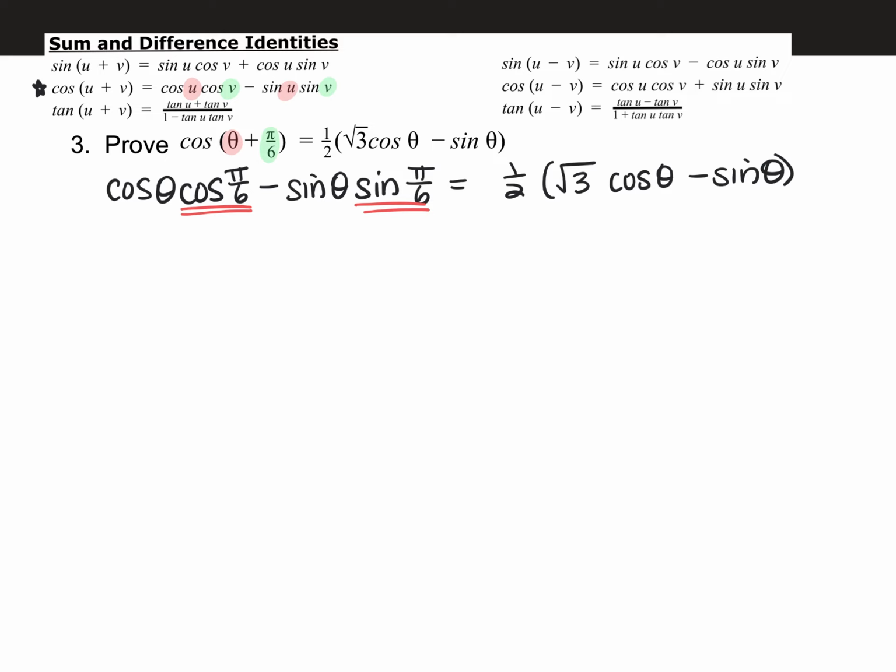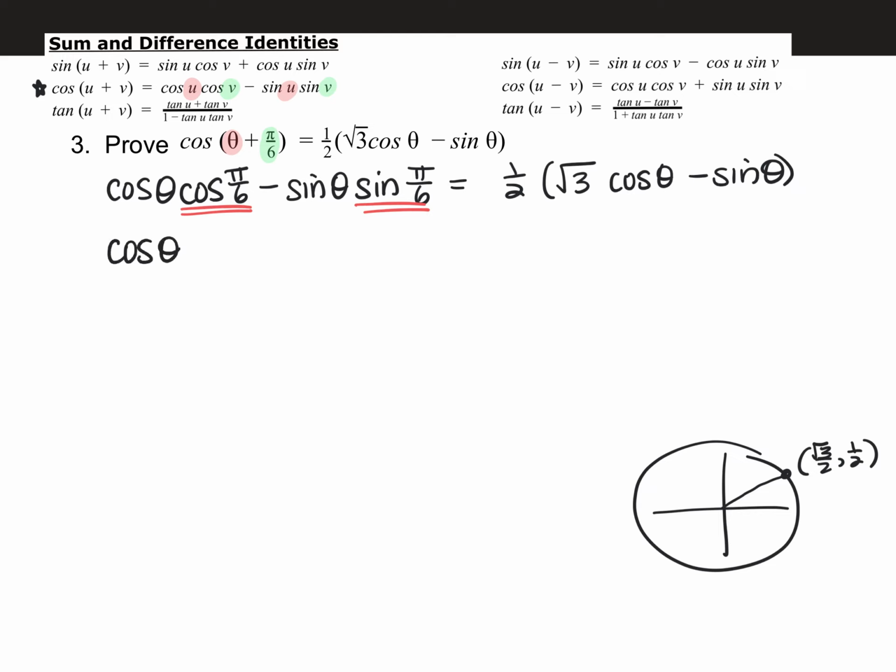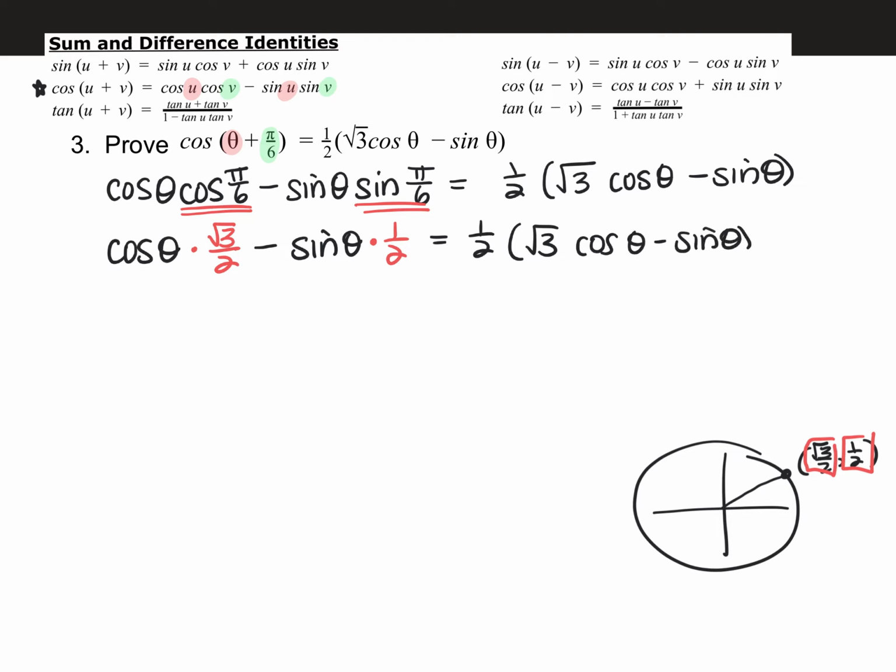So think about your unit circle. Pi over 6 or 30 degrees is right here. We've got an x value of radical 3 over 2 and a y value of 1/2. So our cosine is radical 3 over 2 and our sine is 1/2. So I can rewrite this as cosine of theta times the cosine of pi over 6 is radical 3 over 2. So times radical 3 over 2 minus sine of theta times sine of pi over 6. That is just 1/2. So times 1/2. And then I've got the right side of the equation that's still what I'm trying to prove.